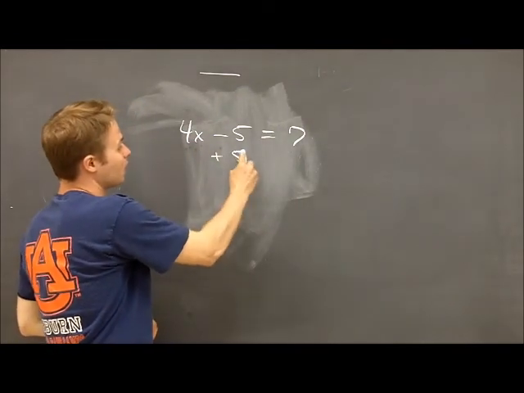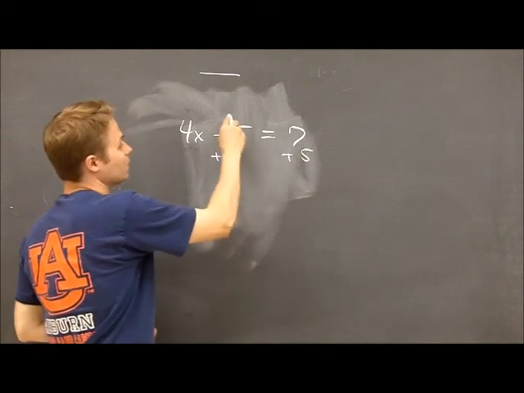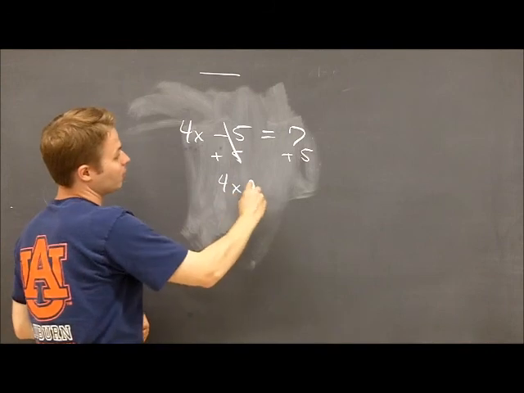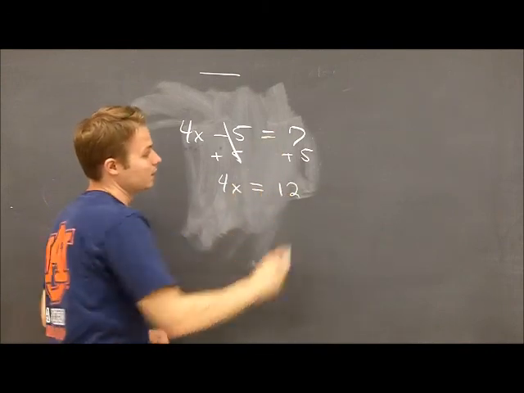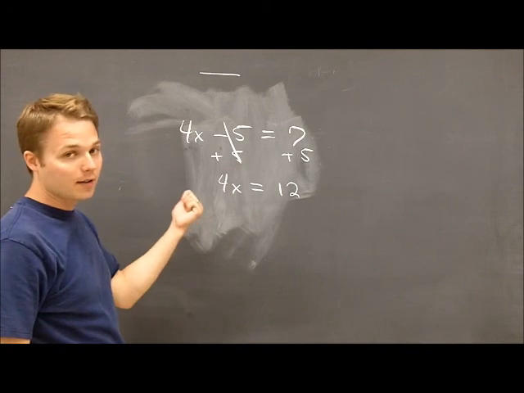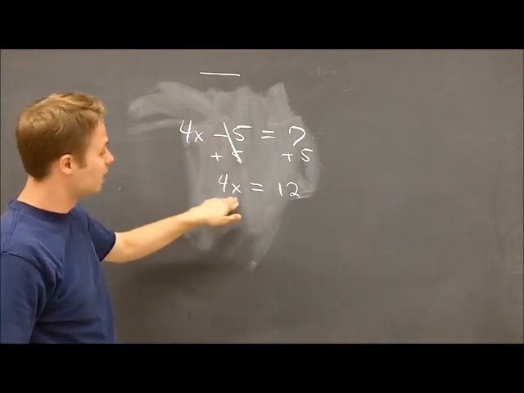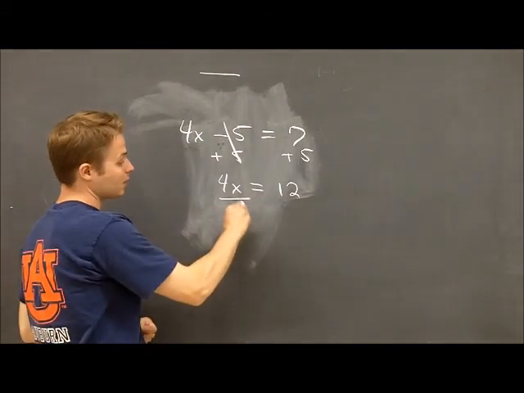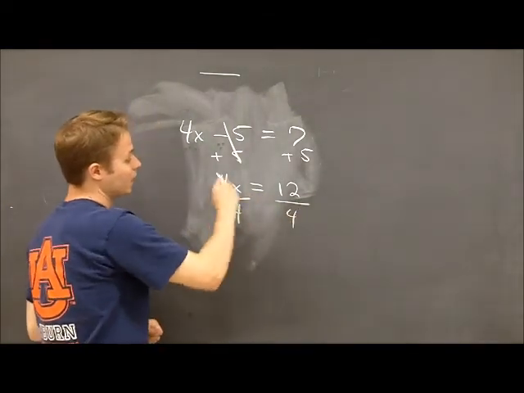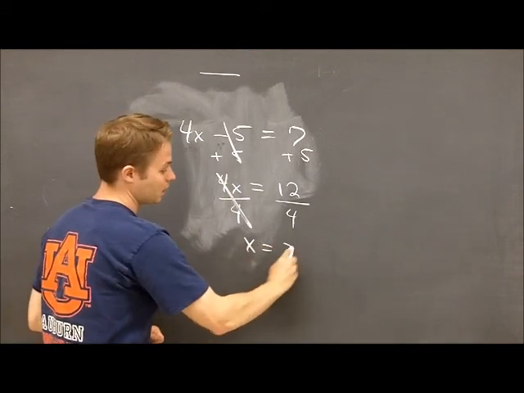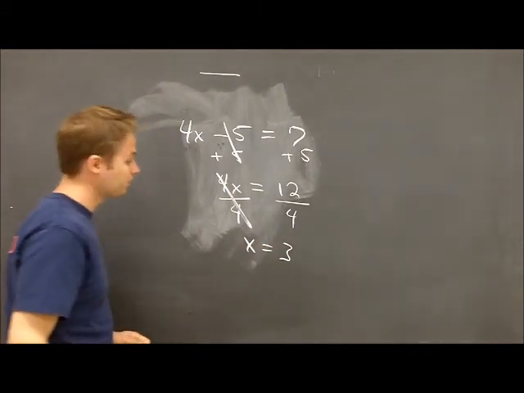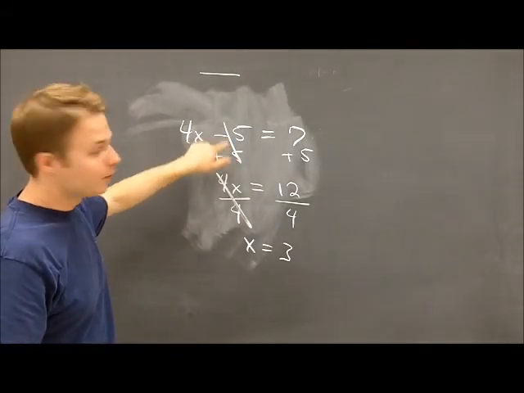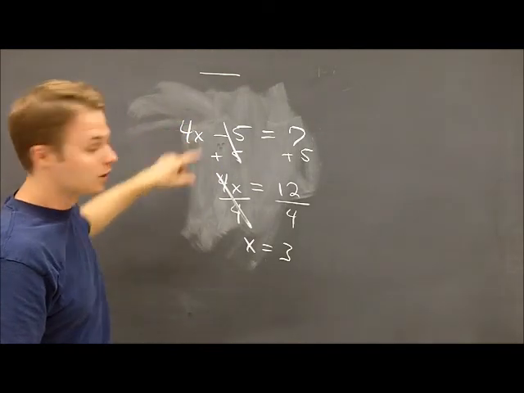So I'll do this by adding 5 to both sides of the equation, and then negative 5 plus 5 is just 0. So I'll end up getting 4x is equal to 12, since 7 plus 5 is 12. And now that I've gotten rid of my subtraction here, I'm just left with 4x is equal to 12, and then to get the x by itself, I can just divide by the 4, and I'll get that x is equal to 3. But in general, we want to follow this order. Get rid of any subtraction and addition you have first, and then take care of the multiplication or the division.